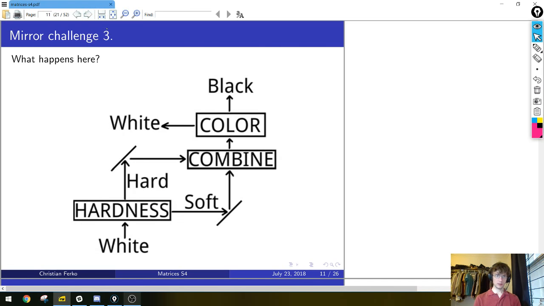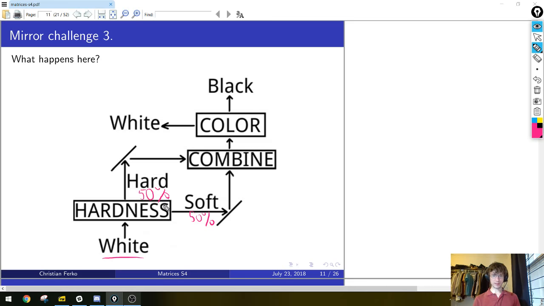Okay, one more sanity check. What happens here? This time we'll start with white electrons. Again, we filter by color, keep only the white ones, and feed them into a hardness box. These are uncorrelated, so 50% are hard, 50% are soft, and then we recombine the hard and soft beams and measure the color again.